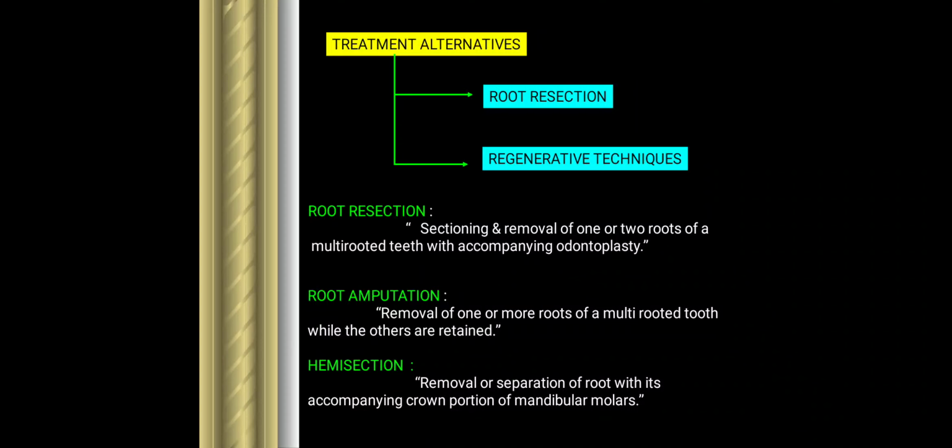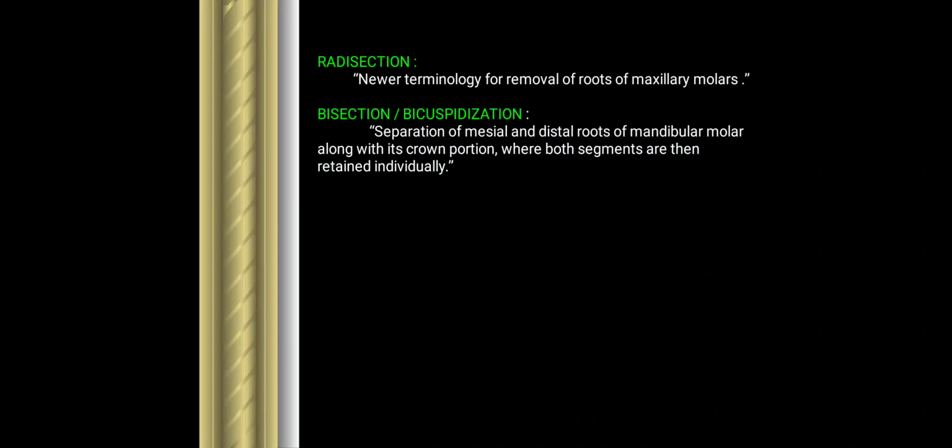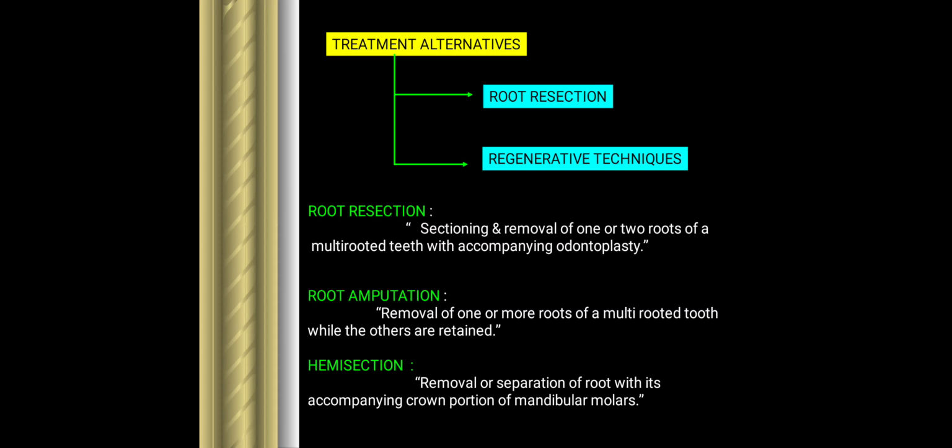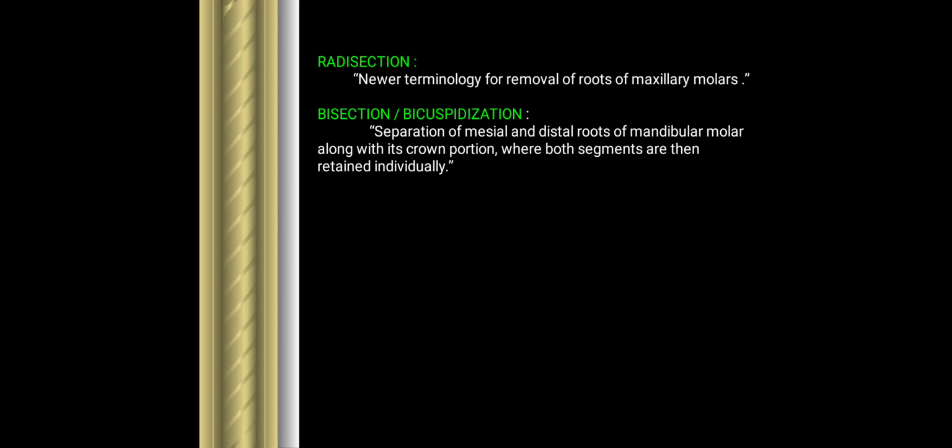Hemisection is the removal or separation of a root with its accompanying crown portion of the mandibular molars. Radisection is the newer terminology for the removal of the roots in maxillary molars. Here, note that hemisection is not done in maxillary molars due to the presence of the palatal root. Bisection or bicuspidization can also be done.